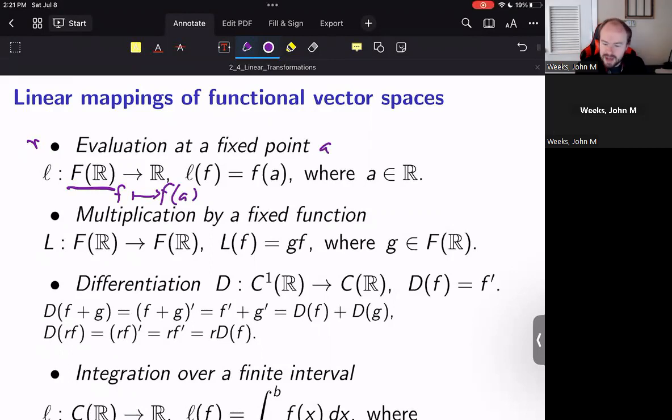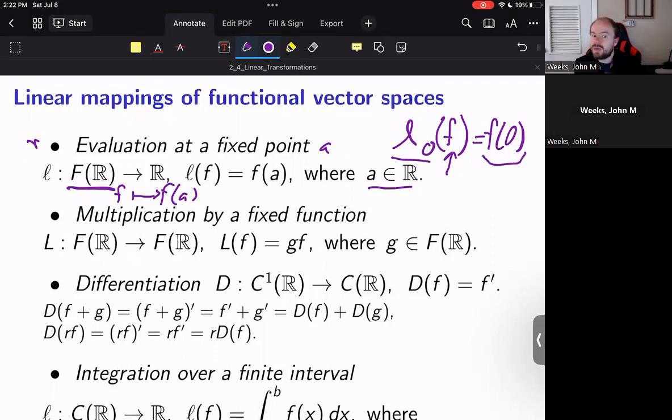So when I'm specifying what this function is, I'm going to first say, what is the a in R that I would like to plug in? Let's say, for example, maybe it's L of 0. So maybe you write 0 here. So L of 0 of this function f is going to be f of 0. You can see now maybe a little bit more clearly that what you put into the linear mapping is a function, and what you get out is an actual value. You get a real number out of all of that. So this is a linear functional.